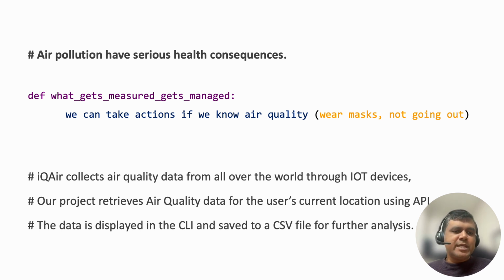So we'll be using data from IQ Air, which collects air quality data through IoT devices. So our Python script will retrieve the data for the user's current location using an API. The data will be displayed in the CLI and also saved to a CSV file for further analysis.